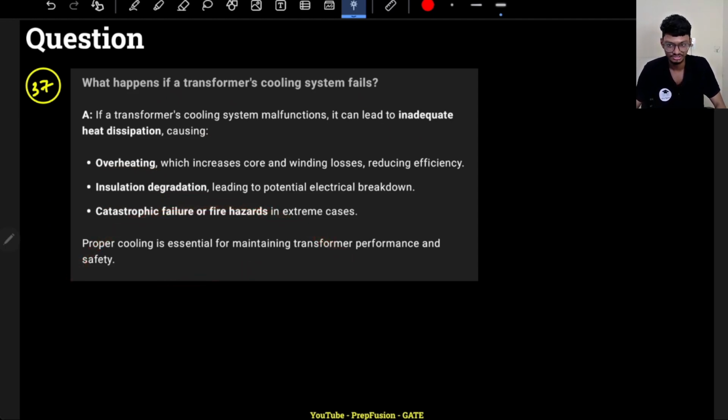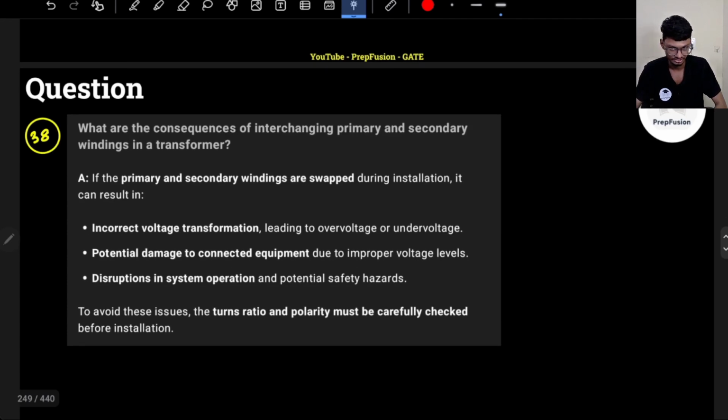So now interview questions. We were discussing interview questions, because in the previous lecture we had discussed the construction. So here I have a few interview questions related to the construction. What are the consequences of interchanging the primary and secondary windings of a transformer? If I interchange the primary and secondary windings of the transformer, there can be incorrect voltage transformation.